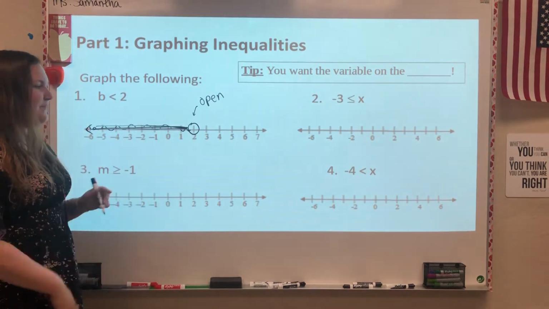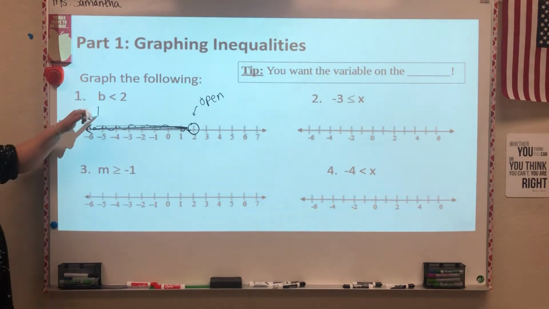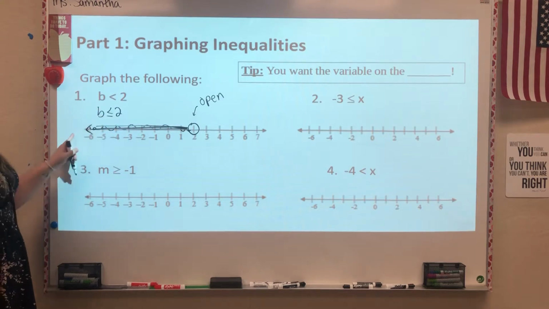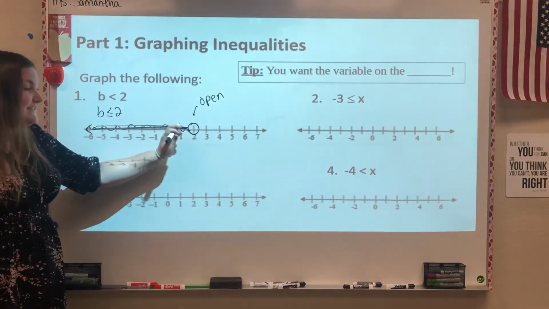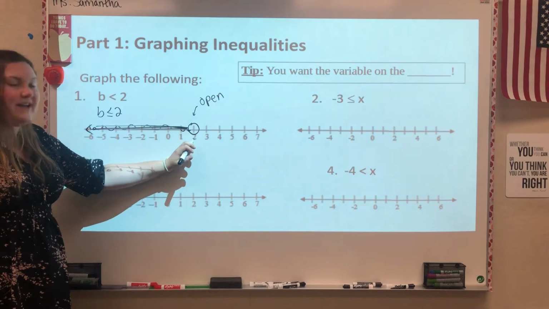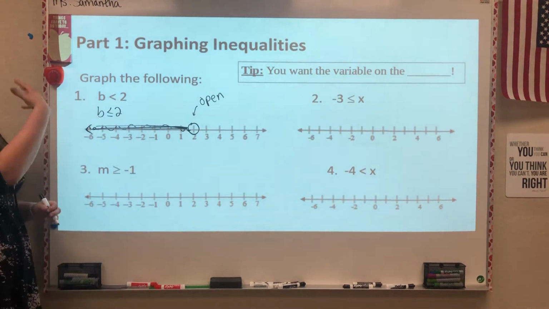If I had asked you to graph b as less than or equal to 2, it would look really similar to this. The only difference is this would be colored in to say that 2 is a number that is less than or equal to 2.